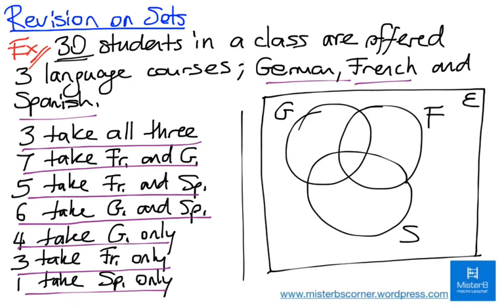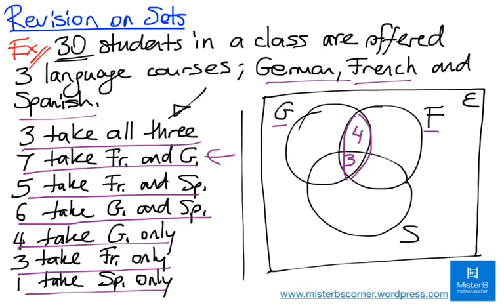Now, I will always start with the intersection of all. 3 take all 3. So there are 3 students who take all 3 courses. So I will always start from this part. 7 take French and German. French and German are here, so their intersection is here, right? So 7 students are in this region, of which 3 is already there. So this must be 4. So together they make 7.